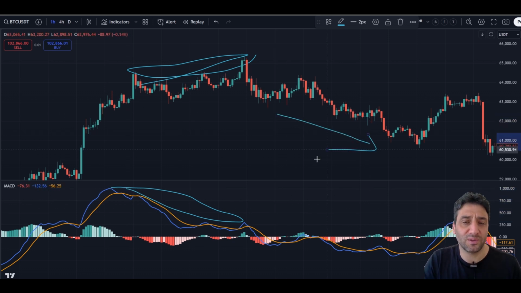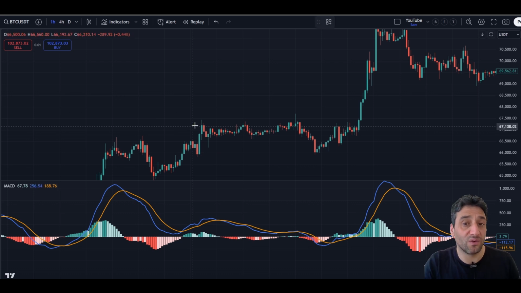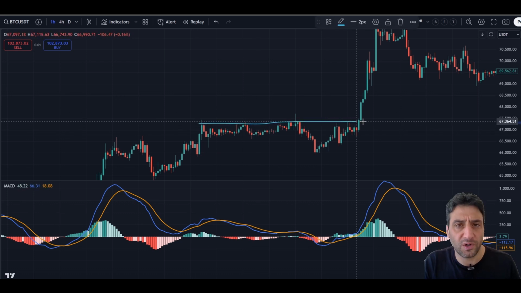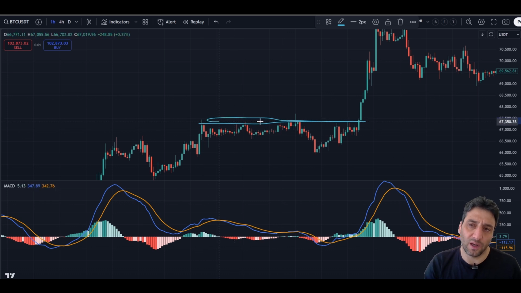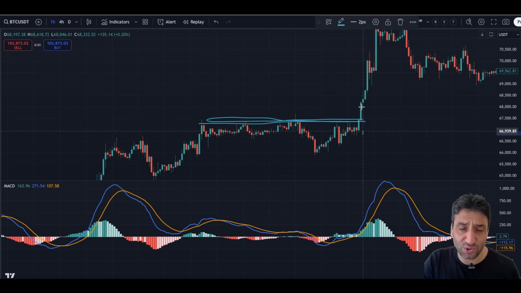Well, remember those crossovers we talked about earlier? They can be very useful when confirmed by other signals. For example, if the MACD crosses above the signal line and the price breaks through a key resistance level, that's a much stronger bullish signal.